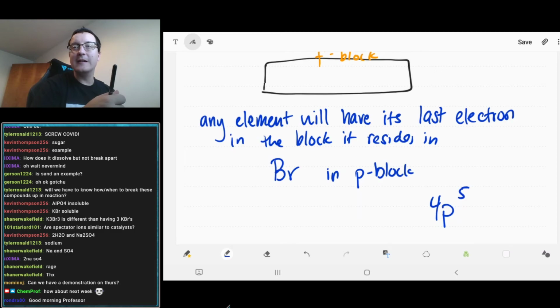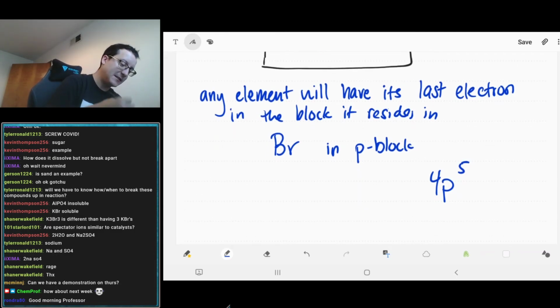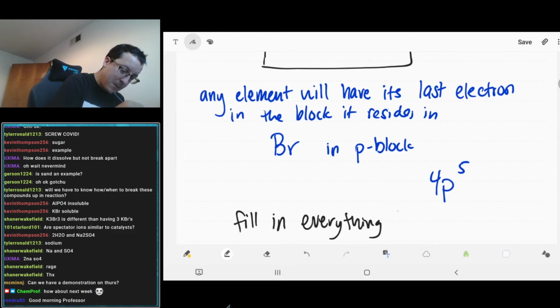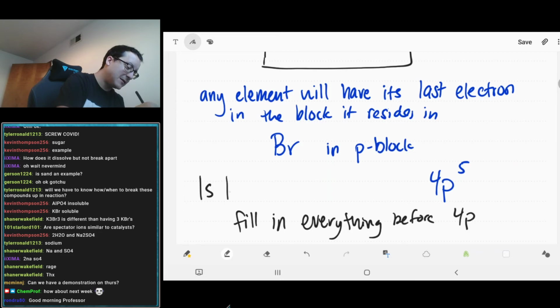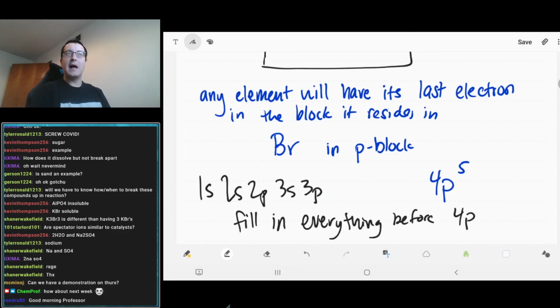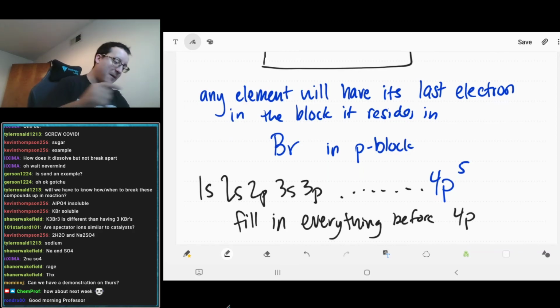electrons. And so what this is going to mean for us is that we just have to fill in everything before 4p. And so that means we're going to go through 1s, 2s, 2p, 3s, 3p. I'm going to stop right there and just put ... just because the next part will be confusing. We're going to just have to fill in everything. And what that means is we fill up to maximum capacity.